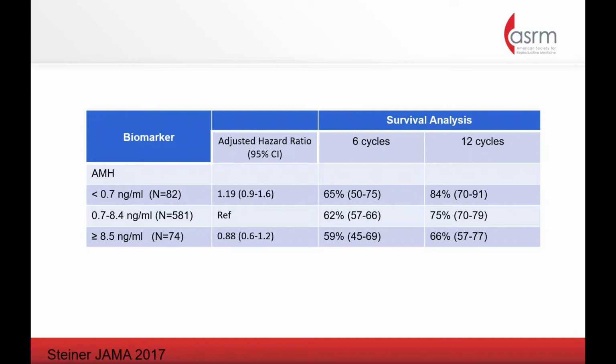Cumulative pregnancy rates after 6 and 12 cycle attempts for each level of AMH, low, normal, and high, are presented in this table. At 6 cycles of attempt, roughly 60% of all women in all groups had conceived. Cumulative pregnancy rates at 12 cycles of attempt were highest in the women with low AMH values and lowest in the women with high AMH levels. It should be noted, though, that confidence intervals overlap.